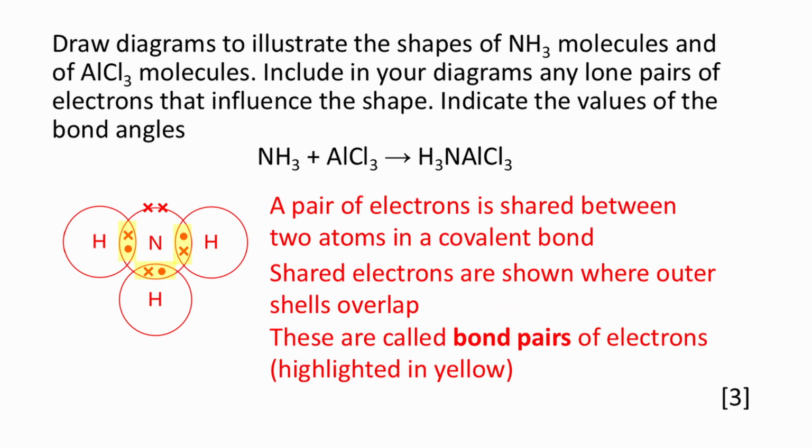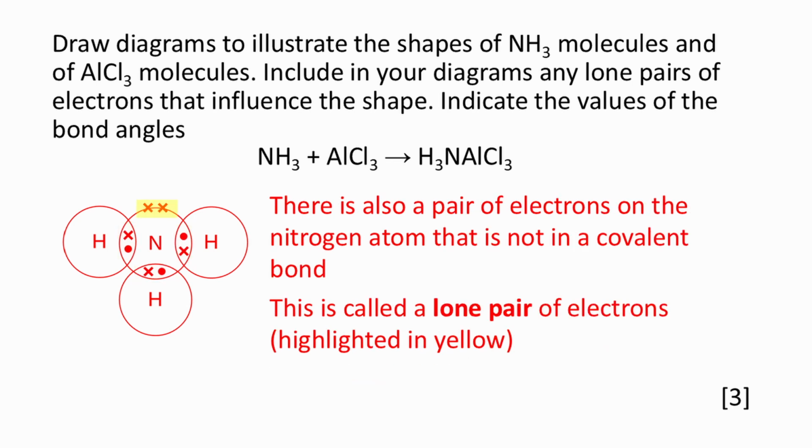A pair of electrons is shared between 2 atoms in a covalent bond. Shared electrons are shown where outer shells overlap. These are called bond pairs of electrons and are highlighted in yellow. There is also a pair of electrons on the nitrogen atom that is not in a covalent bond. This is called a lone pair of electrons.